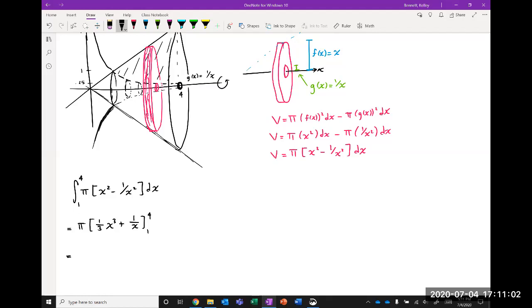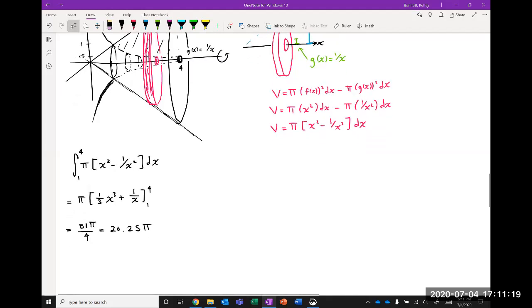And I'll let you suss out the details of that fraction simplification party for one, 81 pi over 4, or maybe you'd like to express it as 20.25 pi. All right, so last example.